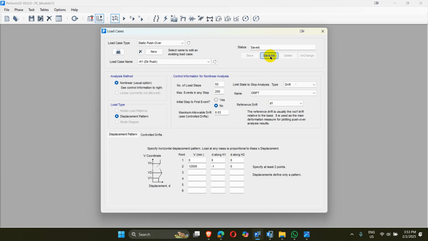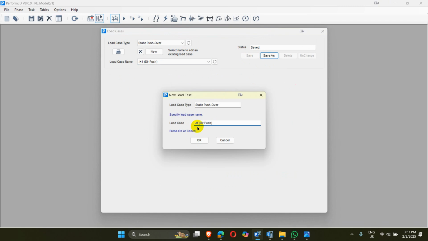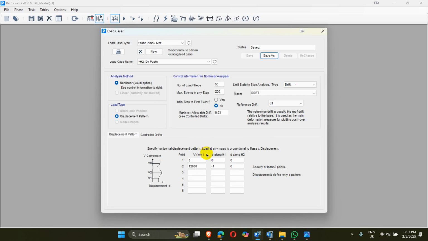And if we have to push the structure in, suppose, positive h2 direction, we have to change the displacement along h1 and h2 as 0 and 1. And if we go for negative h2 direction, we have to keep the scale factor of -1 here, and we have to select the drift d2 in h2 direction. We have to coincide the drift so that the pushover analysis can be controlled by the drift to stop the analysis. So let me click OK.